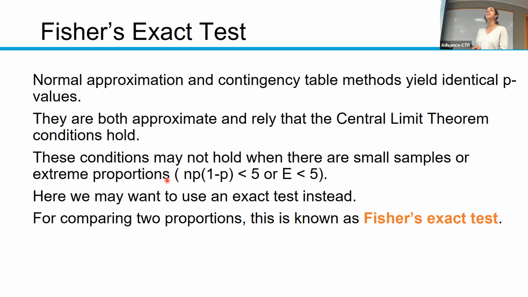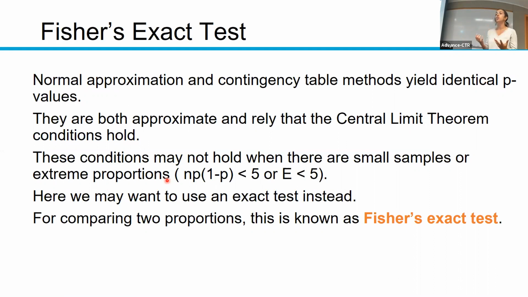So what this means is that they rely on the central limit conditions holding. If the central limit conditions do not hold, then you may want to use an exact test instead, because if you're using some sort of method that relies on an approximation, it's important that whatever is needed for that approximation actually holds, because if not, your test is going to yield incorrect results.